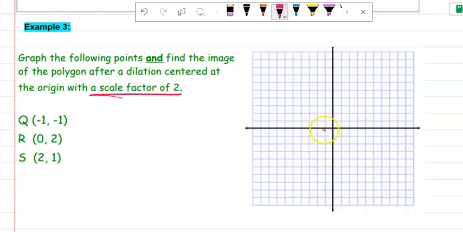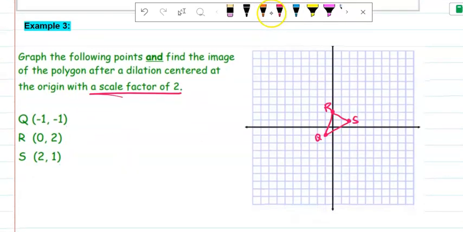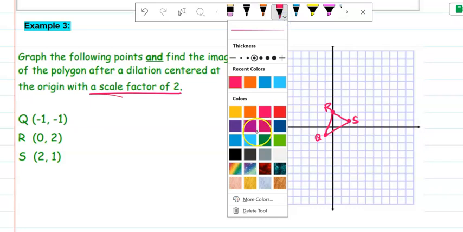So I'm going to go ahead and graph the original. So Q, almost graphed R wrong. That's okay. All right, so we have this nice little triangle centered around the origin. Okay, and we're going to start to scale this. Let me pick a different color, I don't know, let's do purple.